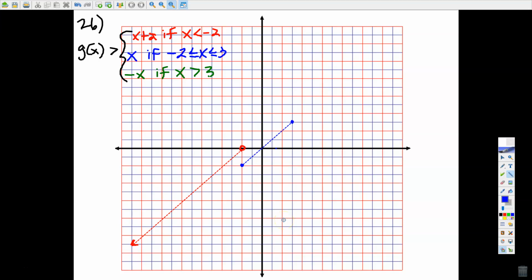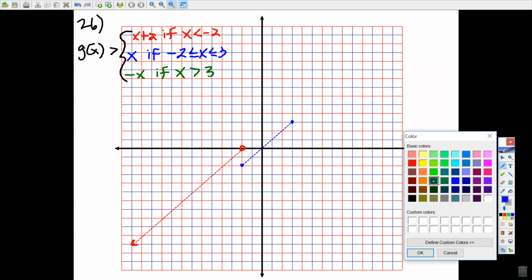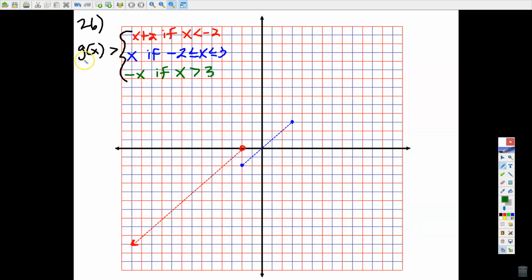It looks pretty good. Okay, so once again, it's dashed because it doesn't say greater than or equal to. Solid on the ends because it does say or equal to. So -2 is part of the line that should be shown, and +3 is also an x-coordinate that should be shown. Okay, we just have one more, so let's turn to green.